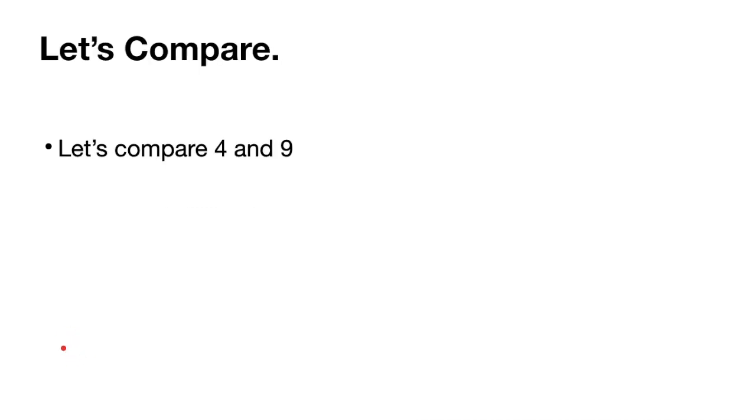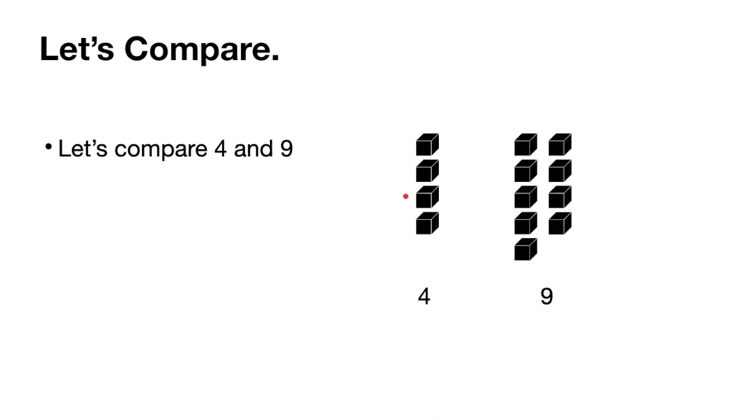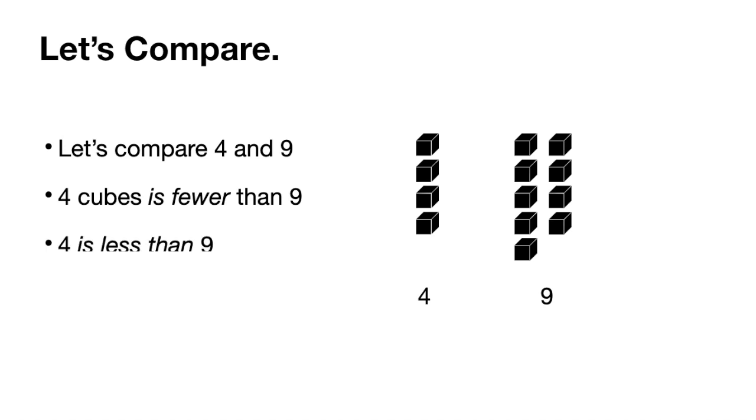Okay, let's compare numbers and do a little practice here. So we're going to compare 4 and 9. There's 4. We have our 4 cubes, and 9, our 9 cubes. If you count those out, we can figure out that 4 cubes is fewer than 9 cubes. So 4 is less than 9, right? We can say that with confidence. So what that means is 4 is less than 9. That's how you would write that.